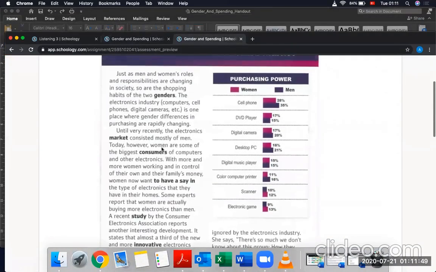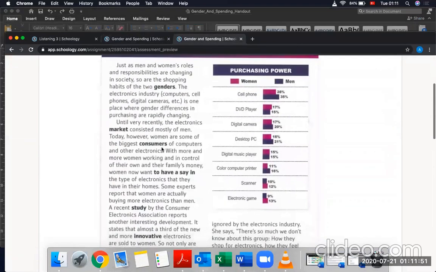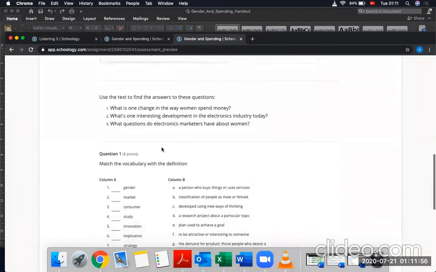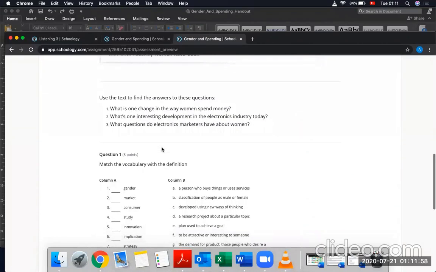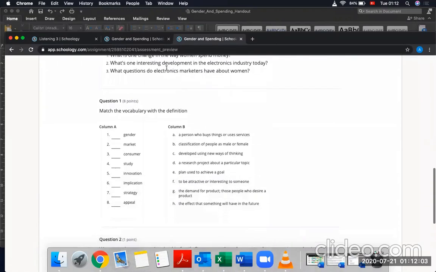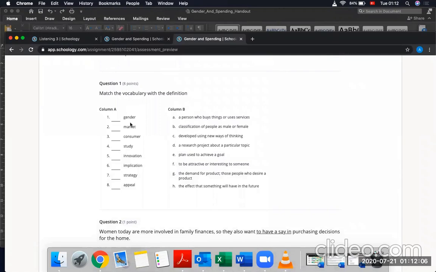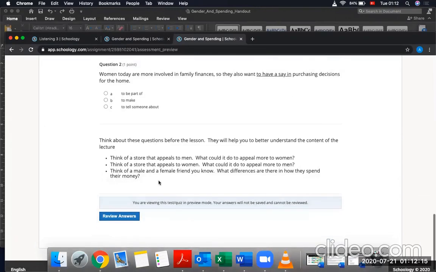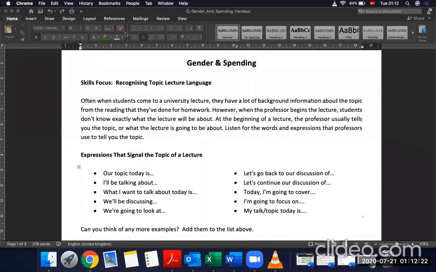If you look in this quiz, you will see a text that focuses on the necessary vocabulary that you need to learn before you do the tasks. Here are some questions. Please answer the questions and match the words with their definitions here. There is another question, a multiple choice one, and some other questions that you need to think about before the tasks. Let's have a look at the handout.